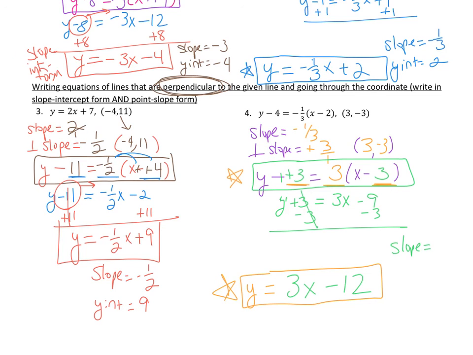For your slope-intercept form, your slope is still 3. The y-intercept then is negative 12.